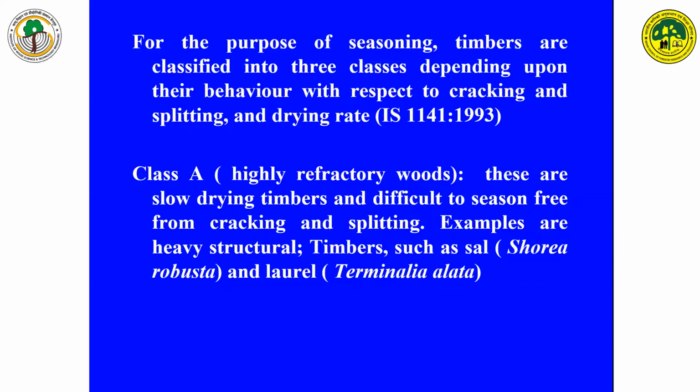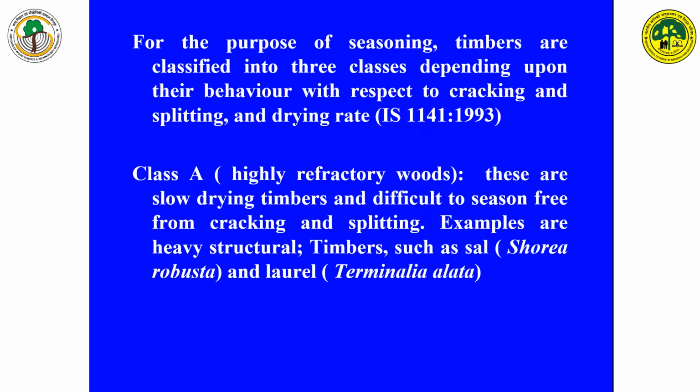Somehow these capillaries are not interconnected, or there is a lot of tylose formation, just like in Toona ciliata, or there is a lot of gum formation. So these capillaries are constricted, and smooth movement of water through these capillaries is not possible. So permeability becomes very poor. We say that permeability is very poor, so class A woods are highly refractory to seasoning.